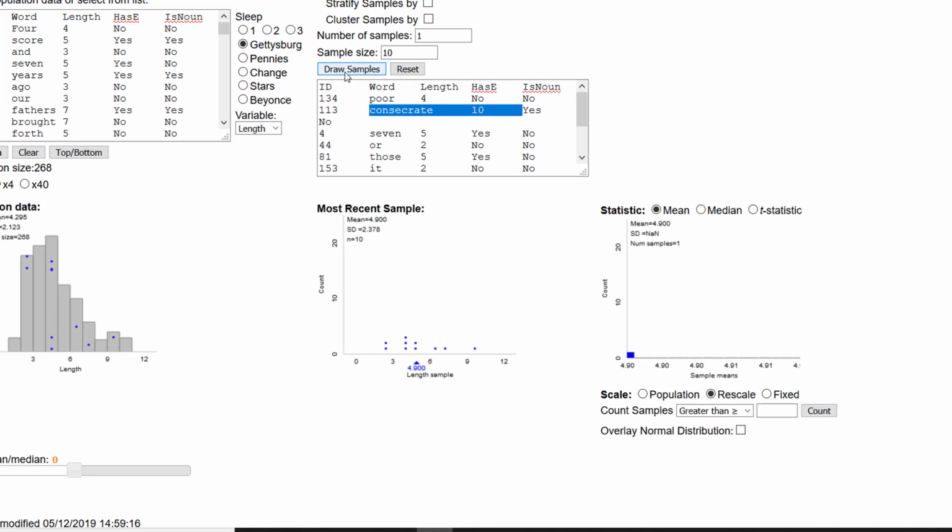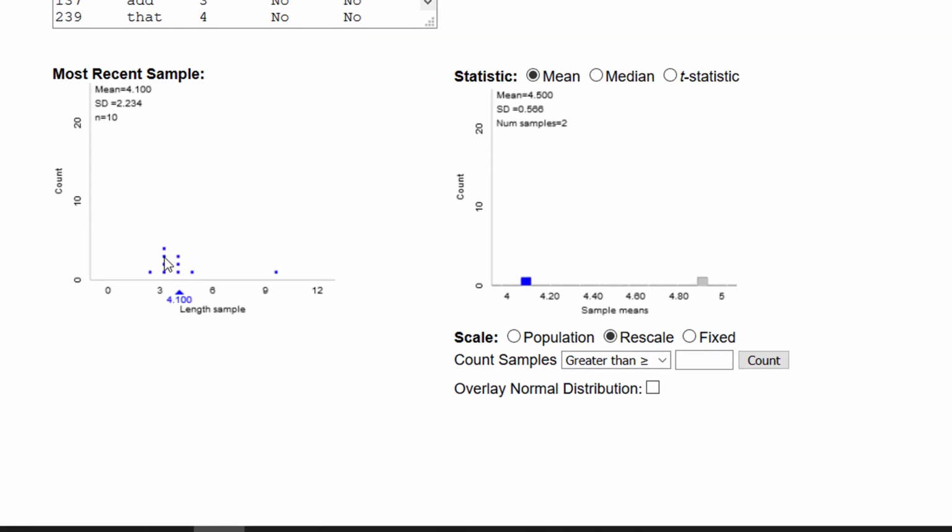I'm going to repeat. I'm going to hit the draw sample button again. It draws a new sample of 10 words. There they are, the 10 word lengths. There was one word of length 2, 4 words, it looks like, of length 3, and so forth. And it looks like the sample mean word length for this sample was 4.1 letters long. And if you come over here to the right side graph, we have a new little block at 4.1. And over here was the sample mean that we got the first time, which was 4.9. So here's 2 samples, and here are the sample means.